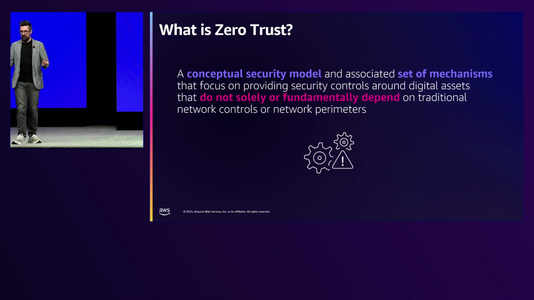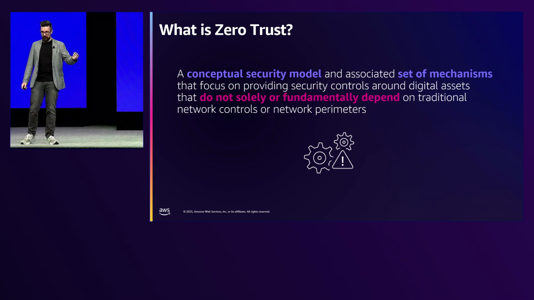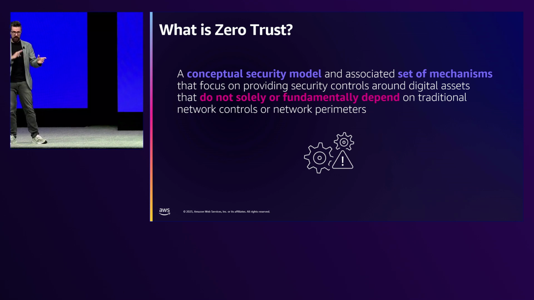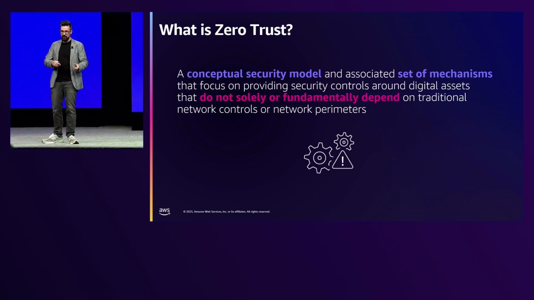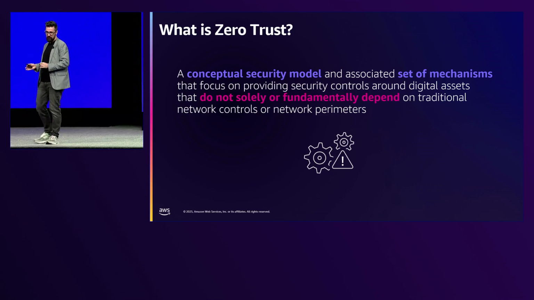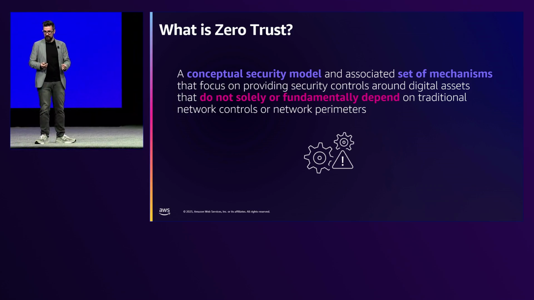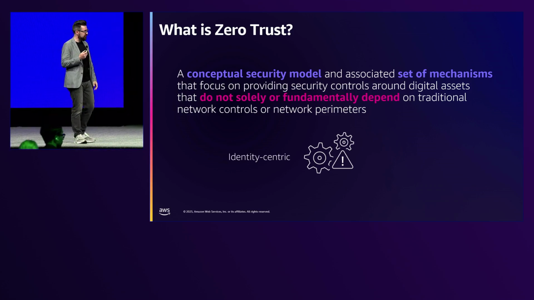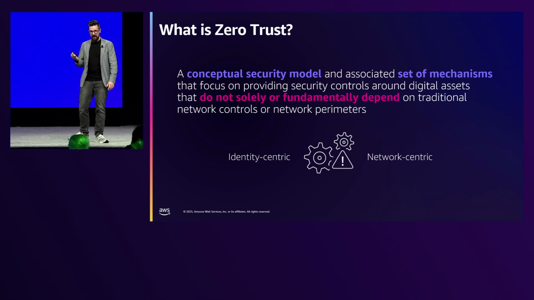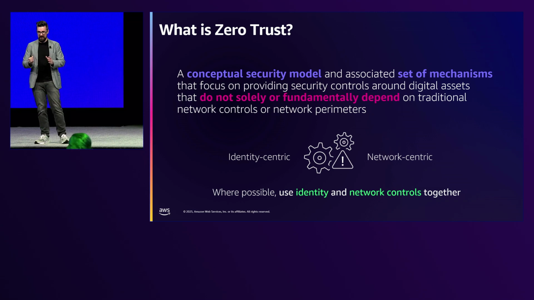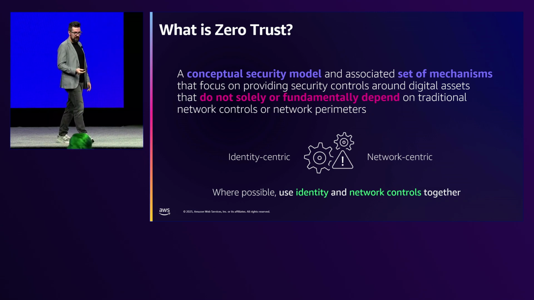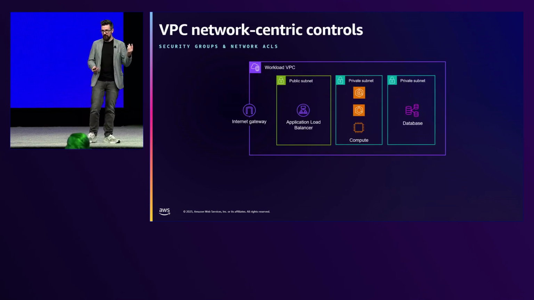So the obvious question is, what is Zero Trust? There's a definition on the screen here. I'm not going to read it word for word, but essentially, the idea comes down to Zero Trust is not a specific architecture. It's not a specific service. It's a set of mechanisms that allows you to go beyond network-centric controls to integrate other sources of information as well. So we have this notion of identity-centric and network-centric controls, and we want to use them in a complementary fashion together.